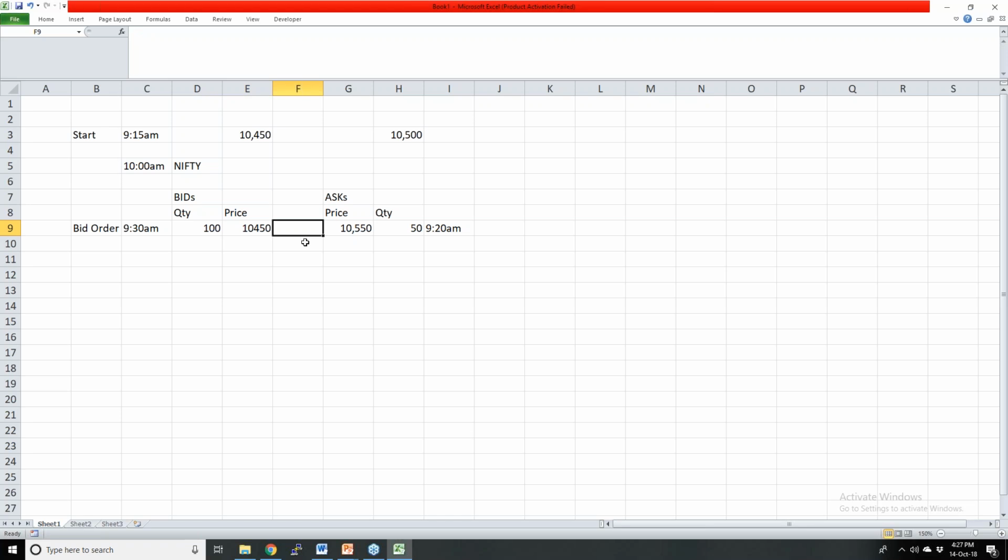And the difference in time is just an example. There are orders every microsecond, millisecond. So I'm just trying to slow it down for you guys so that we can easily understand. I just took 10 minutes of time difference so that I can easily explain what is happening. Is this clear?